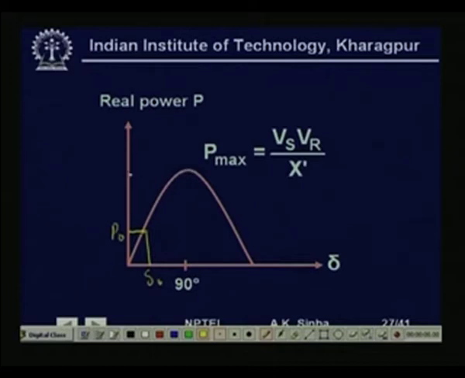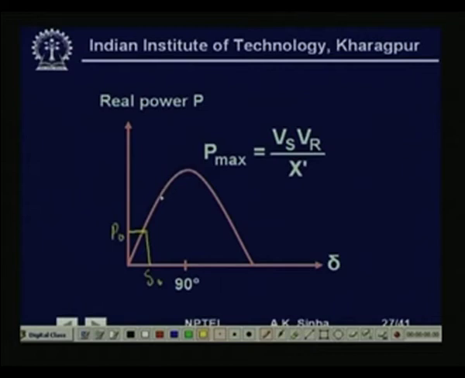Suppose we keep doing it very slowly, we keep on moving on this. When we reach this point, when delta is equal to 90 degrees, if we now increase the mechanical input to the synchronous machine, delta angle will increase, but electrical power output is going to get reduced, which means there is going to be some accelerating power available. Mechanical input is more, electrical output is less. So delta angle will keep increasing. As delta angle increases, the accelerating power also increases, which will further increase this delta angle, and the machine will become unstable.